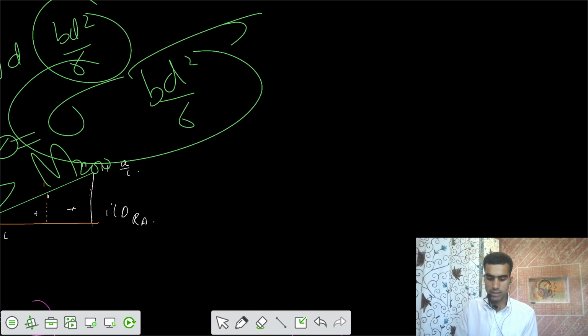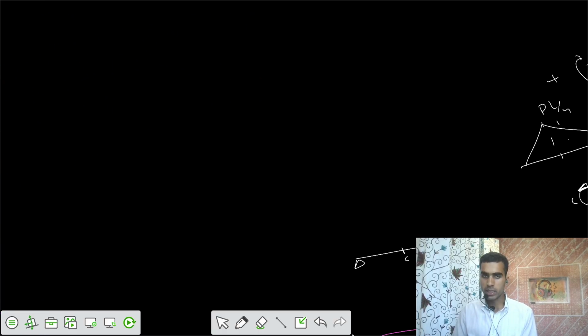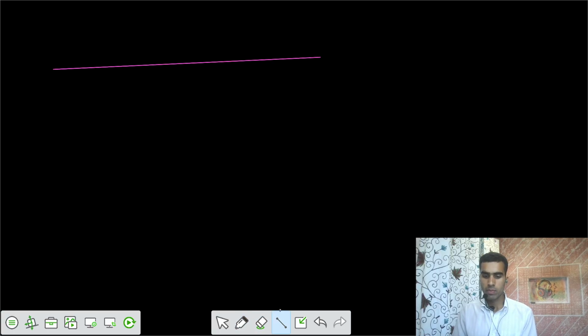So let's take the problem. Let's take the problems now. Let's solve this one also. Let's keep this on the side. We need to get reaction at A, shear at B, moment at B. We have a beam here, and we need to get the reaction at A, shear at A, moment at B.